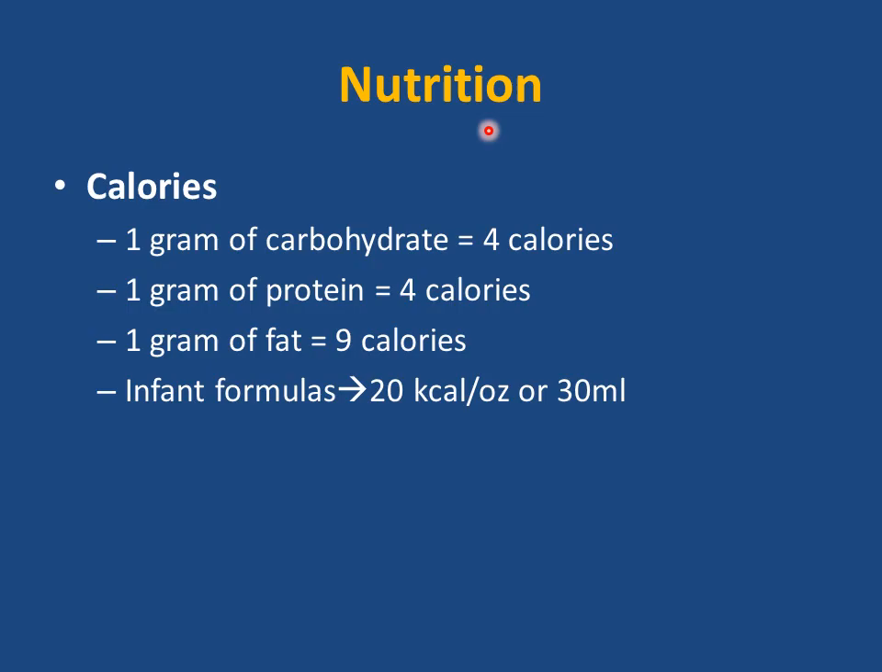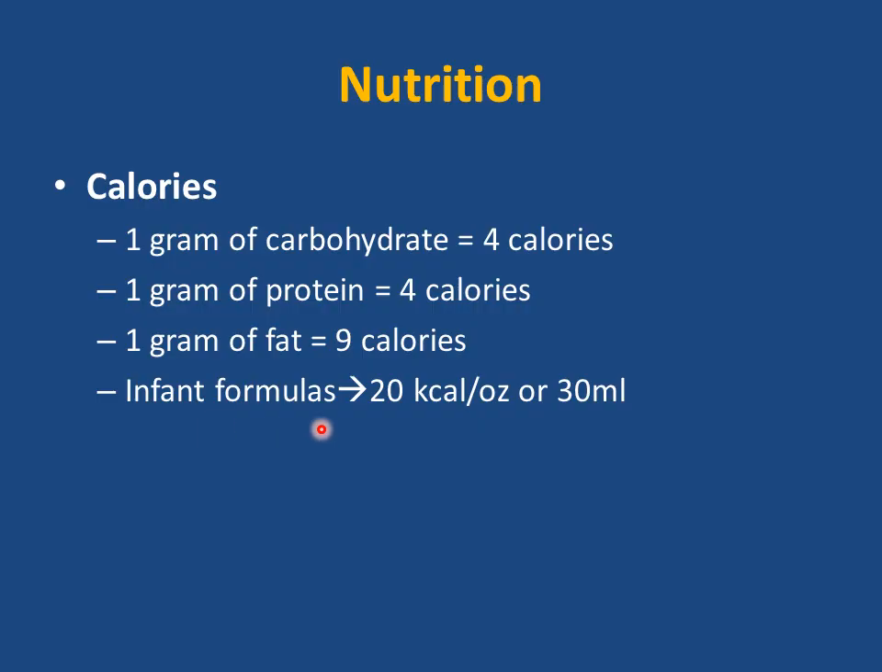The first part will discuss nutrition, calories. 1 gram of carbohydrate gives 4 calories. 1 gram of protein gives 4 calories. 1 gram of fat gives 9 calories. So remember, carbohydrate and protein are the same. Each 1 gram will give 4 calories. The fat is more than double, it will give you 9 calories.